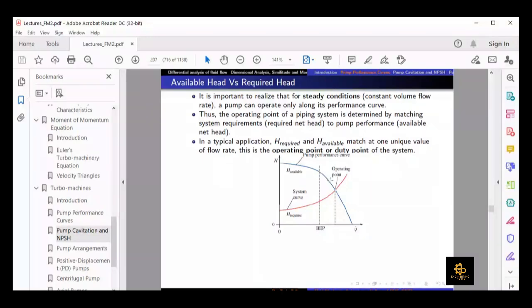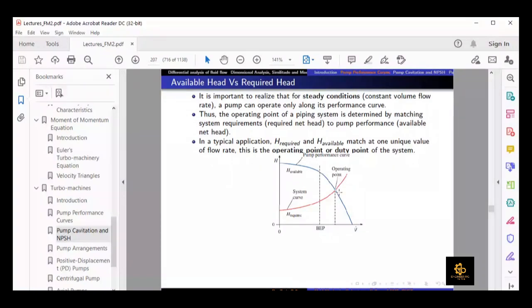For a given impeller diameter and rotational speed, for each rotational speed and diameter of the pump, there would be only one operating point, right? So if we have a pump of, let's suppose, 6 inches diameter and the RPM is 300, then there would be only one operating point. If we switch on the motor, it would give us this volume flow rate.